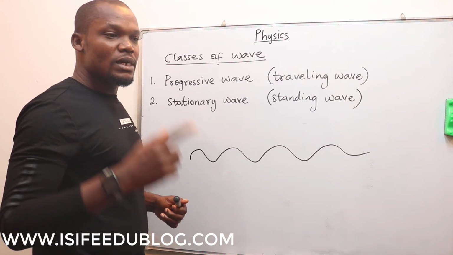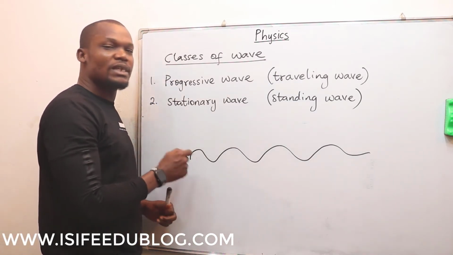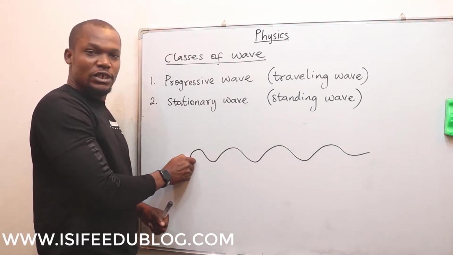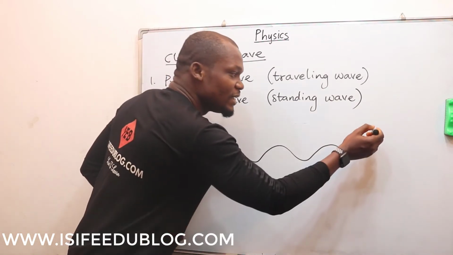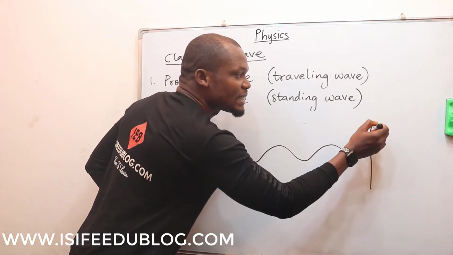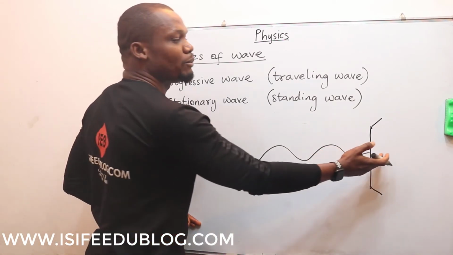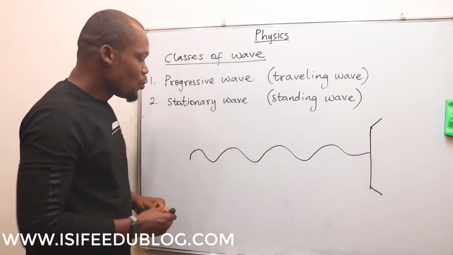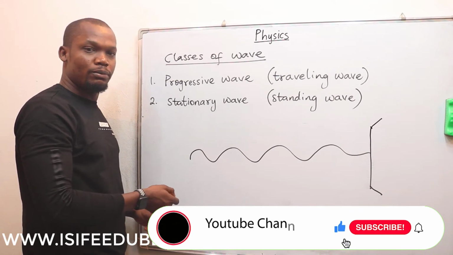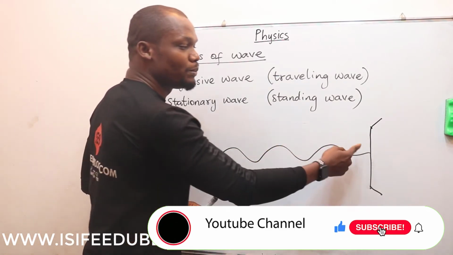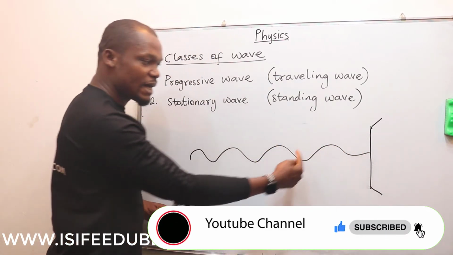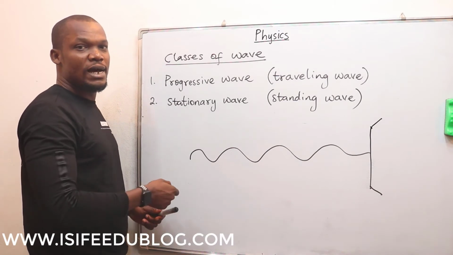Let's take, for example, we are using the same rope. You are holding this rope here, and then the end of the rope is tied to a rigid object, for example, a wall. When you move this rope, it produces this loop, and then the loop comes back and returns to your hand.